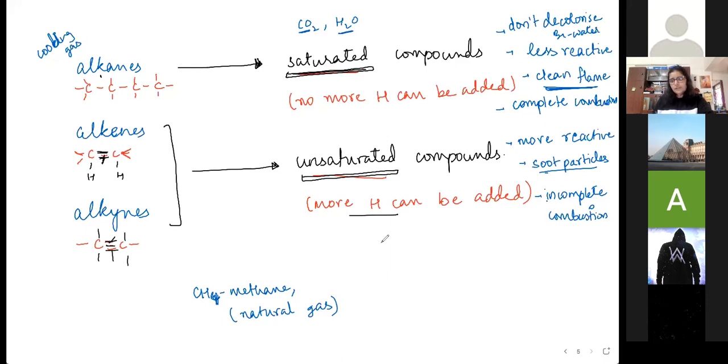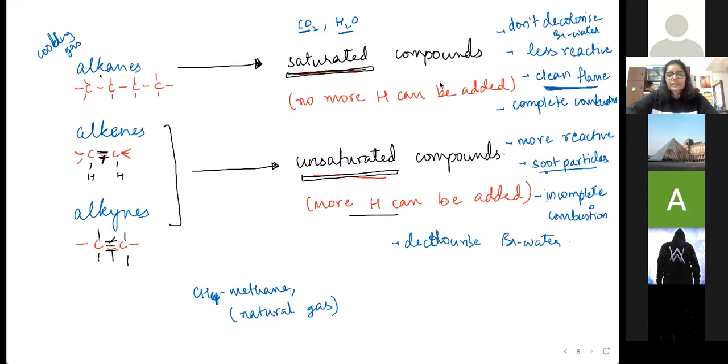And unsaturated compounds, they decolorize bromine water. Okay, I'll elaborate a little bit on this. What do you mean by bromine water? Have you guys heard of bromine, right? Do you know what color bromine occurs in? Brown? Yeah, correct. So bromine is a brown color liquid.